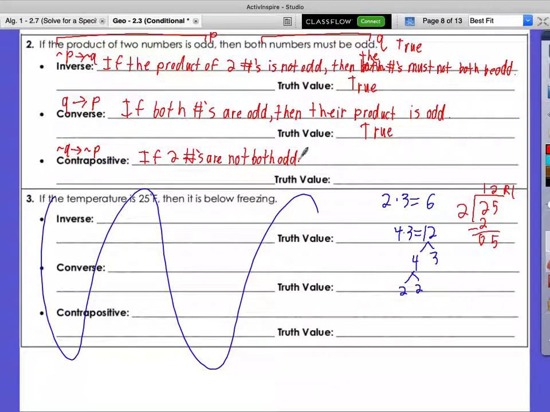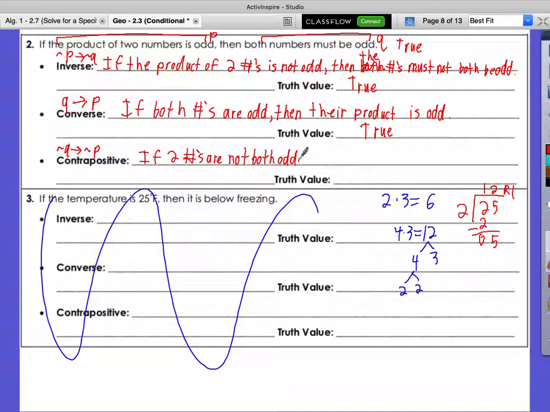If two numbers are not both odd, what this part of the sentence means is they're not both odd. That means one of them could be odd, neither of them could be odd. We don't know. We don't want to eliminate and say they have to both be even. We could have an odd and even. We're fine with that. But to get it not super wordy, we say it like this: if two numbers are not both odd. This is just saying we have two numbers, and they're not both odd numbers. They're not the same kind of number in that way.